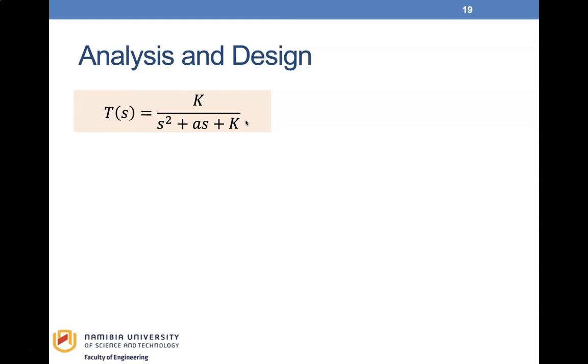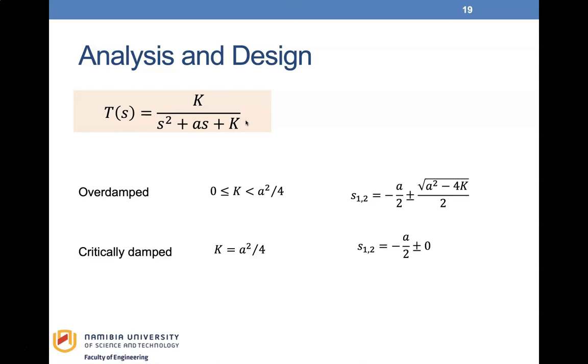For example, for K between 0 and a^2/4, the poles of the system are real and located at s1,2, that is the two poles, equal to -a/2 plus or minus the square root of (a^2 - 4K) over 2. As K increases, the poles move along the real axis and stay overdamped until K is equal to a^2/4, when the poles then become repeated and the system becomes critically damped.